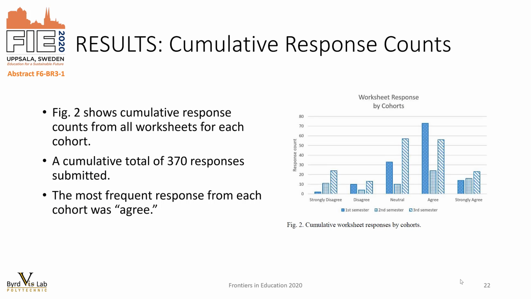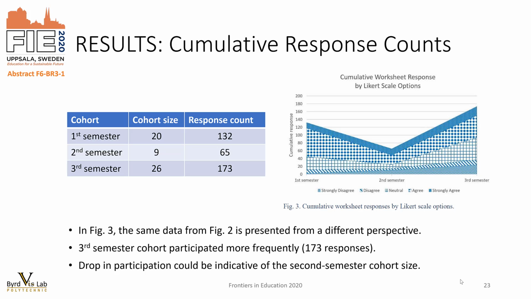Figure 2 shows the cumulative response counts from all worksheets for each cohort. A cumulative total of 370 responses were submitted. The most frequent response from each cohort was agree. In Figure 3, the same data from Figure 2 is presented from a different perspective. The third semester cohort participated more frequently with 173 responses.